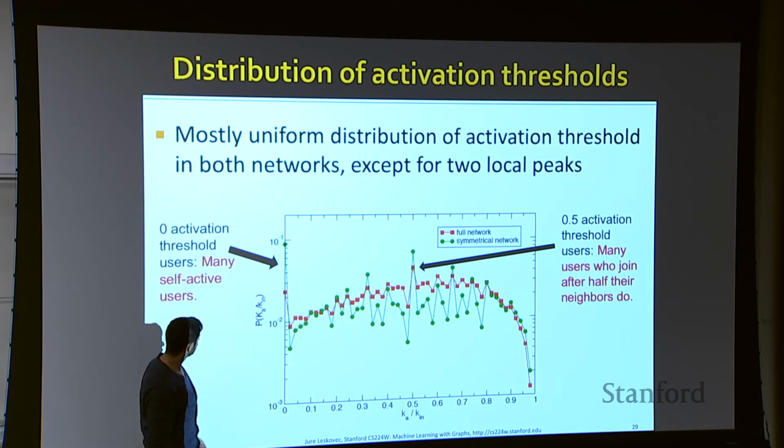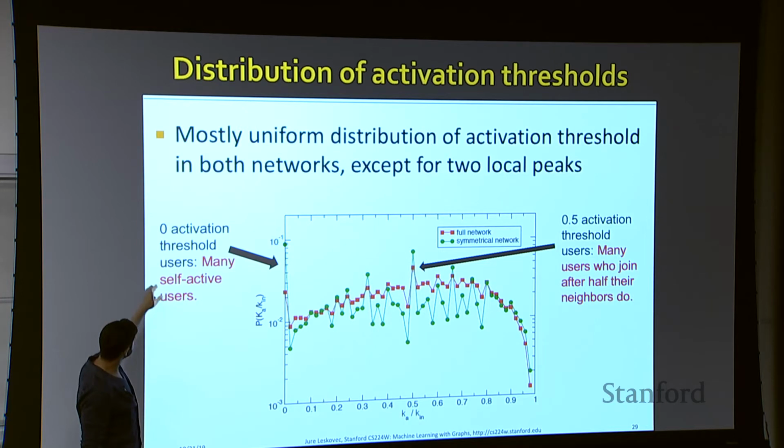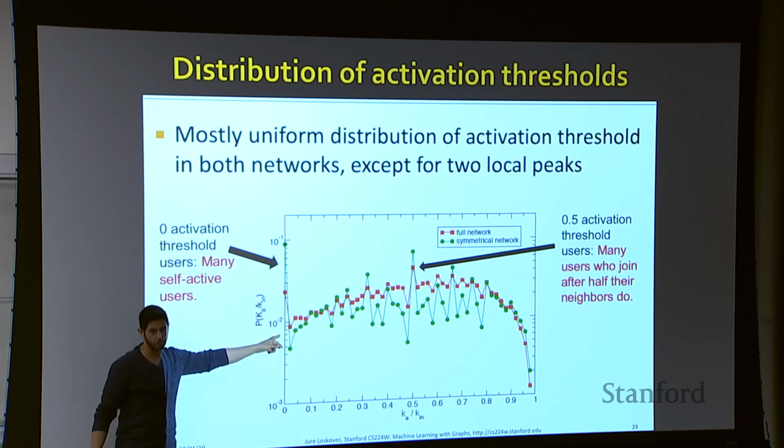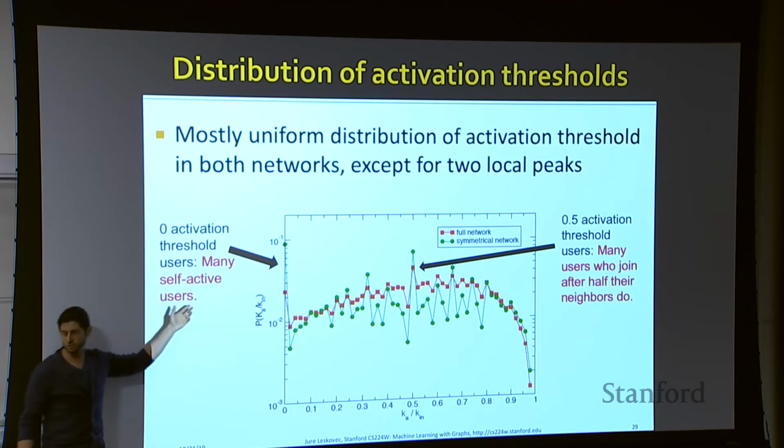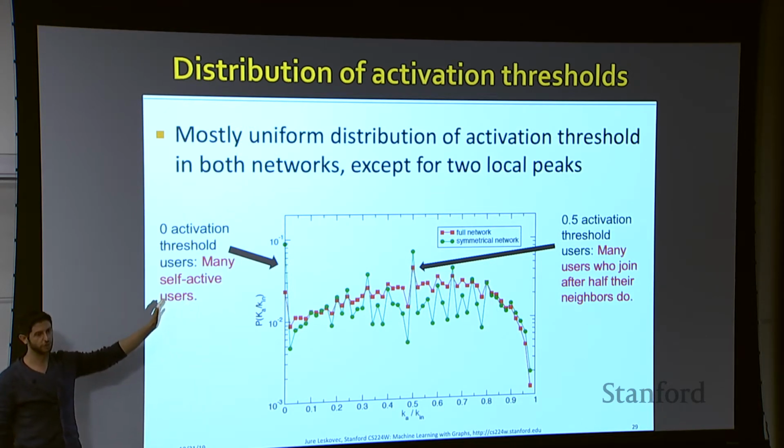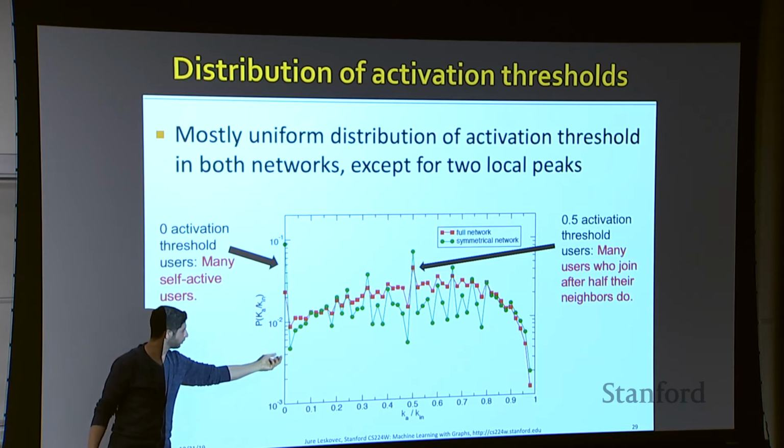And interestingly enough, we see that there are mainly just 2 spikes in this distribution, which is otherwise almost uniform. And the first spike are the people with very low activation threshold. Okay, so as we said before, we need some self-active users to allow this cascade to start. Okay, these are the people who are making the rumor at the beginning. Okay, we're talking a lot about it.